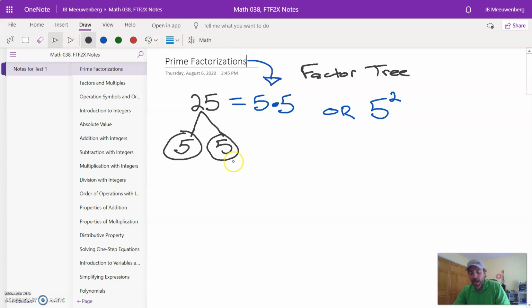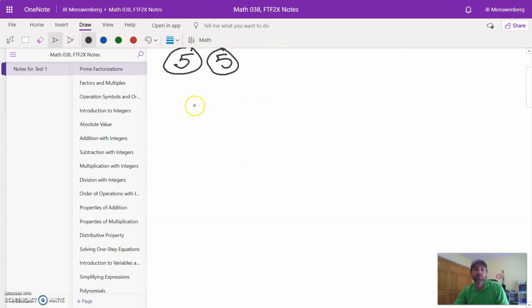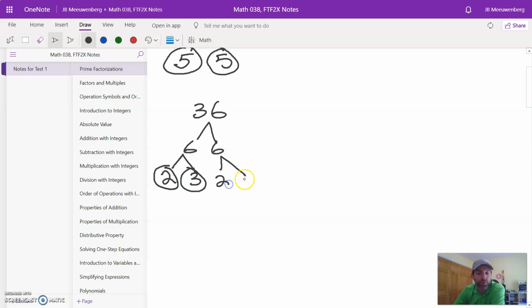Let's do another one. I like this one because I'm going to show you how numbers can be used a little flexibly. 36. So pause the video and try to do it. I'm going to keep going. 36 can be done a number of different ways, and I'm going to do it every possible way. 36 could be, I'm guessing many of you might have done 6 times 6. And 6 is not prime, is it? So both of these, we have to continue the branches. 6 is 2 times 3, right? We're multiplying. Both of those numbers are prime. This 6 is also 2 times 3. And both of those numbers are prime.